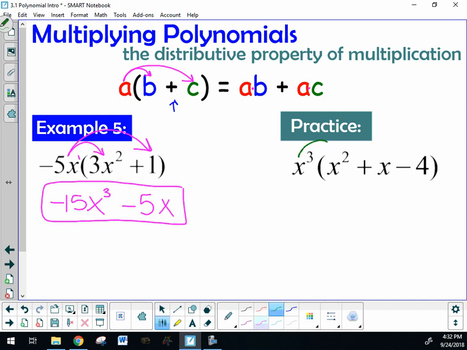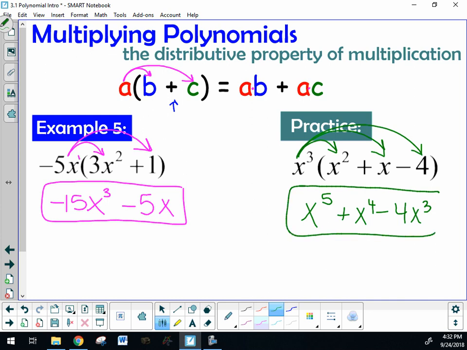Over here, if we multiply that x to the third by the x squared, x to the third times x squared is x to the fifth. X to the third times x is x to the fourth. X to the third times negative 4 is negative 4x to the third. So that is distributed.